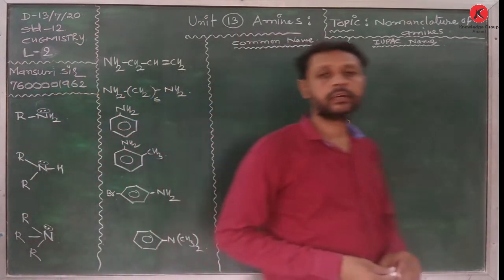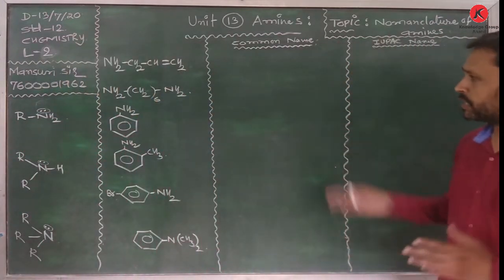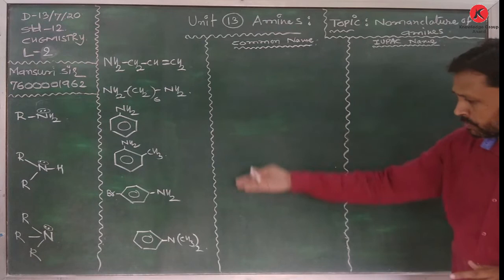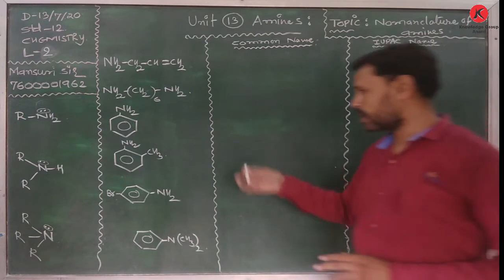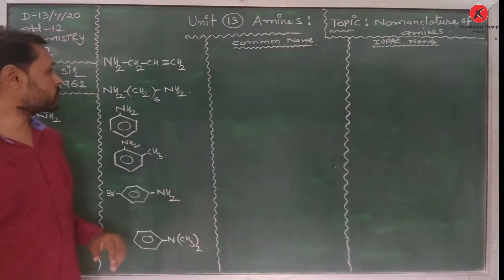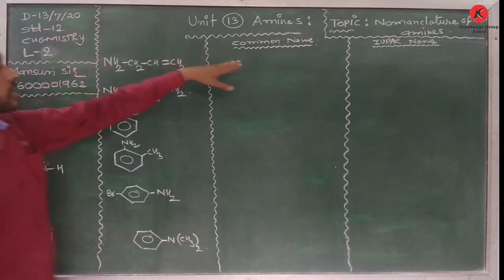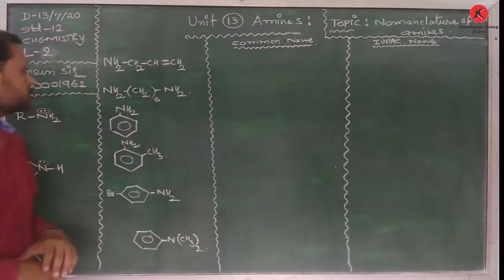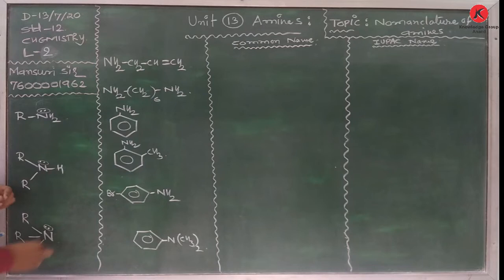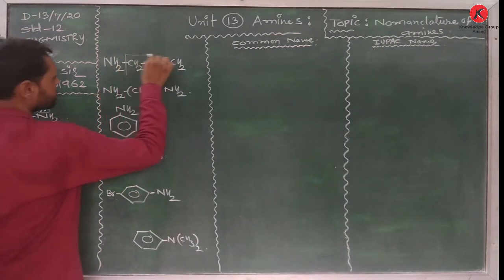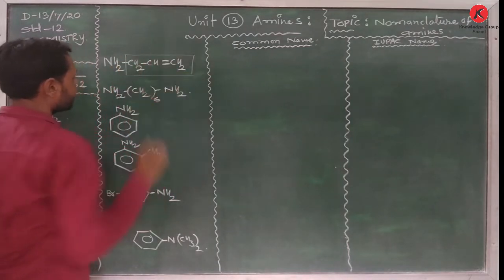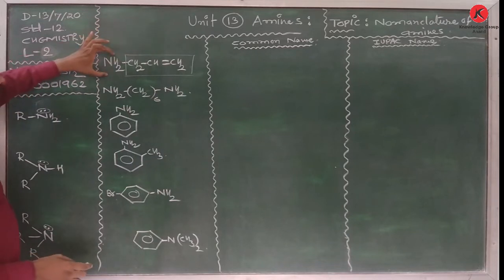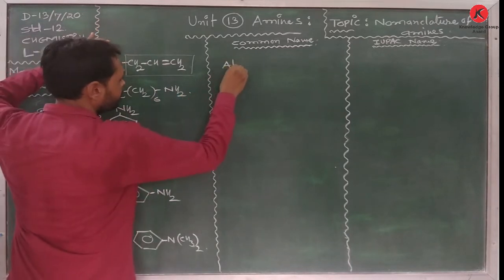Now friends, let me discuss further. Here you are given some aromatic substances. First of all, the common name, and thereafter the IUPAC name will be discussed. Now here the common name. This is my allyl system. This is allyl, and this is allyl amine.